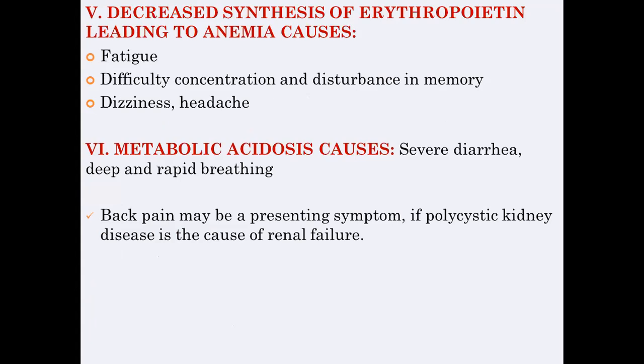So next, moving on to metabolic acidosis. Metabolic acidosis is a condition where there is an excessive buildup of acid in the blood. The symptoms which we can see here are severe diarrhea, deep and rapid breathing. And a very common symptom is back pain at the beginning, when the patient will start to have this disease condition. So these are the signs and symptoms.